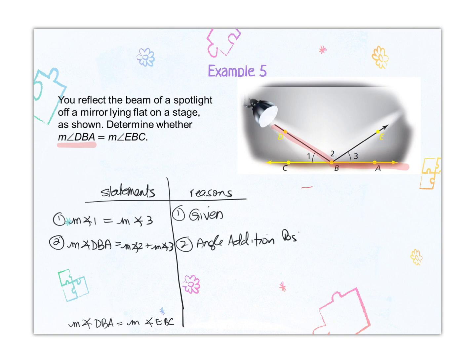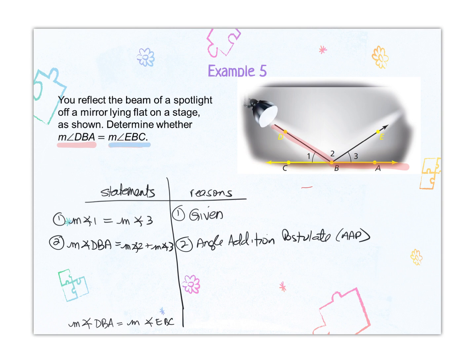The angle addition postulate, we can write for short, angle addition postulate. Okay, I'm okay with that. Basically it says that the whole angle is equal to the sum of its parts. And on that same note, I could start now looking into, for example, EBC.